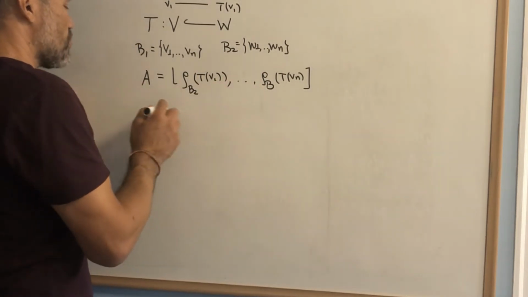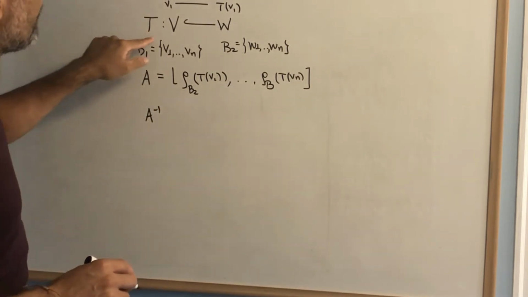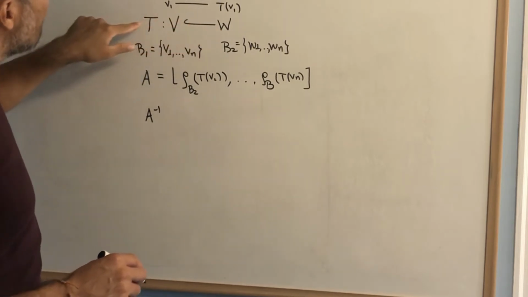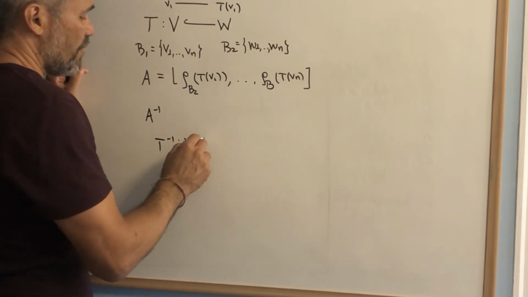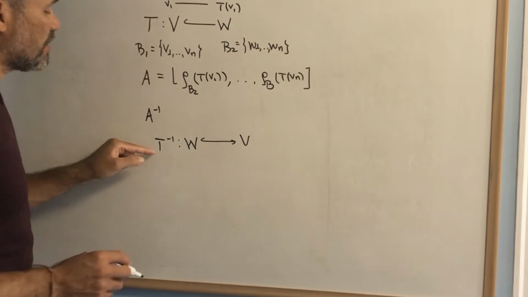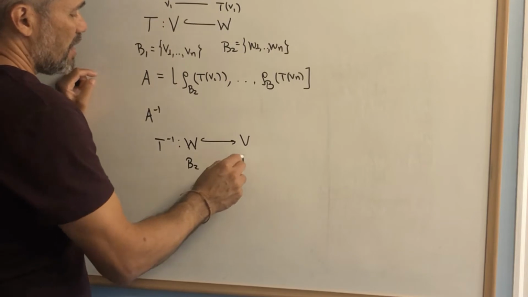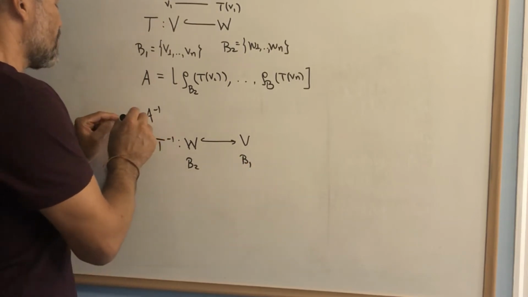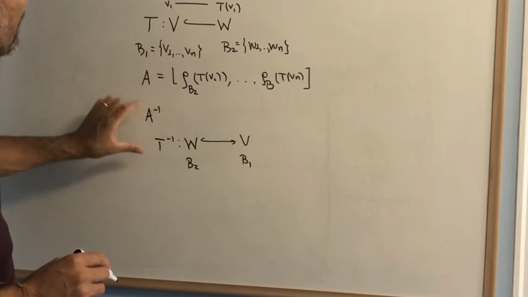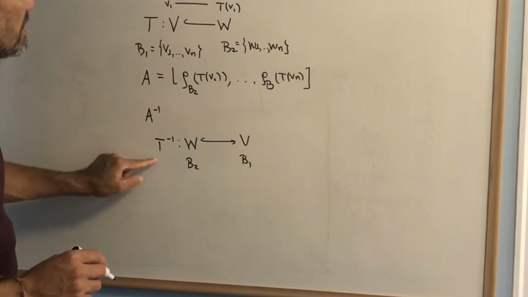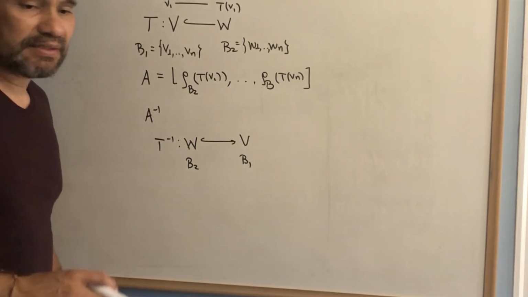And then we can just do a procedure here and compute the inverse, A inverse. And then we have that the inverse of this transformation, T inverse, that goes from W into V, has as its matrix associated with the basis B2 and the basis B1 just this matrix. And then we can somehow find a formula using the fact that this is the matrix of this transformation. Let's do an example to illustrate this.